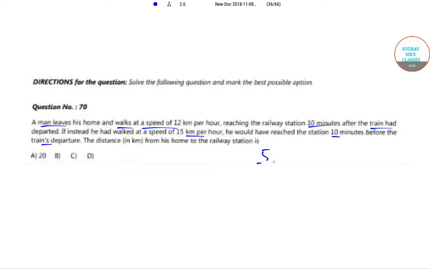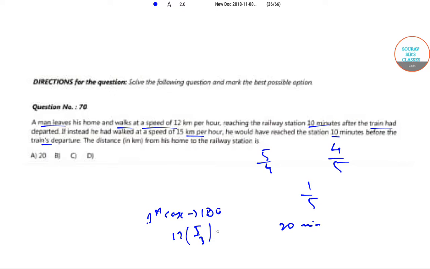So the speed in the second case is 5 by 4 times the speed in the first case. Therefore, the time would be 4 by 5 times the time, that is 1 by 5 times less. So this 1/5 is 20 minutes. Therefore, the time taken in the first case is 100 minutes. The distance is 12 into 5 by 3 hours, which is equal to 20 kilometers.